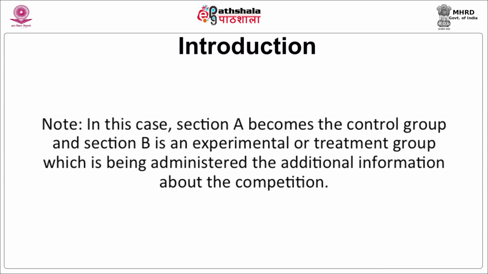For example, suppose there are two sections of a classroom. In order to examine the effect of competition on the performance of the students, the principal of the school asks all the students of section A to write an essay in 1 hour. The students of the other section, suppose B, are also told to write an essay in the same way, but they are informed that they are competing with the students of section A as they are also writing the same essay. In this case, section A becomes the control group and section B is an experimental or treatment group which is being administered the additional information about the competition.